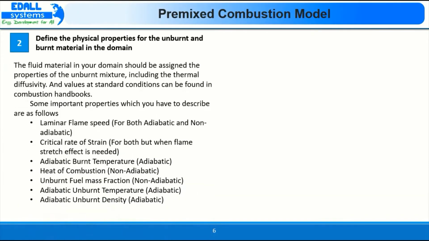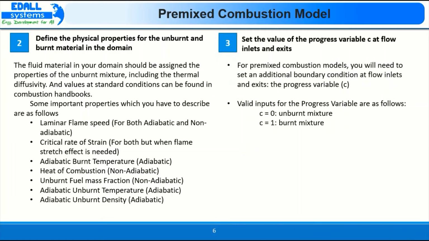Next, the second step is defining the physical properties of the unburnt materials in the domain. After defining the models and everything, we have to specify the unburnt physical properties like laminar flame speed, critical rate of strain, etc. When we select adiabatic or non-adiabatic, this set of parameters will change accordingly. We have to specify these parameters based on the standard conditions. To get these values of properties, we can refer to some standard combustion handbooks.